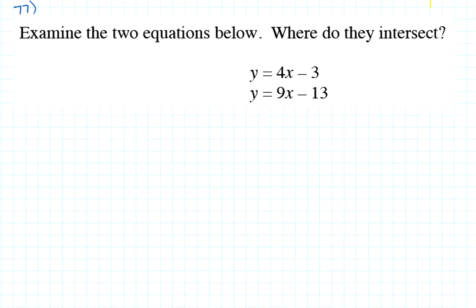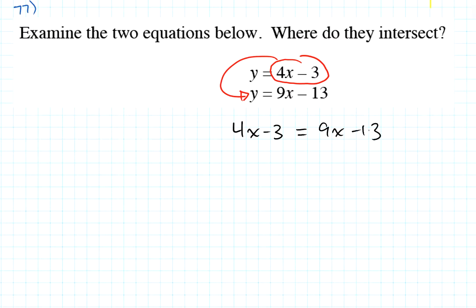So what I'm going to use instead is substitution. I'm going to take this value of y in the first equation, and I'm going to substitute that in for y in the second equation, right? So I'm using substitution, and I'm going to rewrite this. These two equations are going to become 4x minus 3, that's the y from the first equation, equals 9x minus 13.